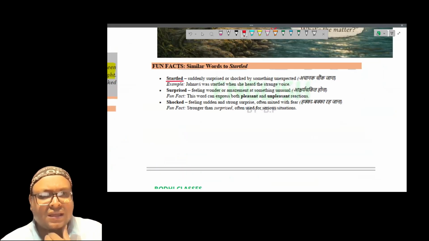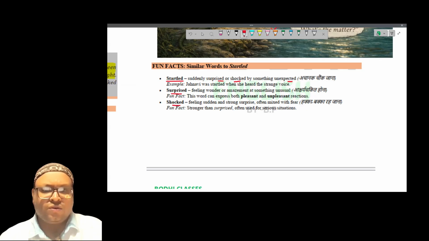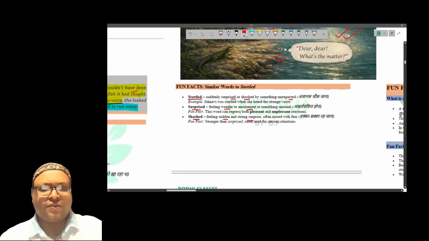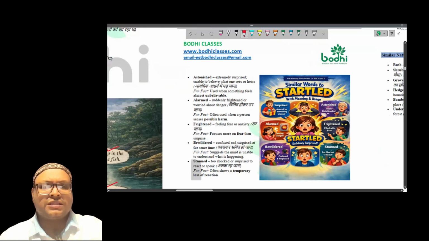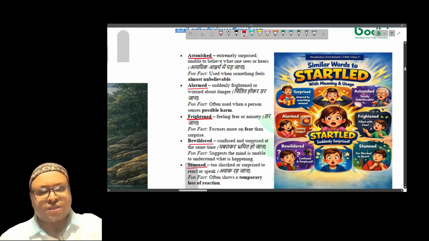Now, we have some fun facts about startled. The word startled is surprised or shocked by something unexpected. Like this, we have other words like surprised, like shocked. These are sudden, strong surprise, wonder, amazement. So these are different other things that we can find about startled. Similar to startled, we have astonished, alarmed, frightened, bewildered, stunned. These are some synonymous words for startled.